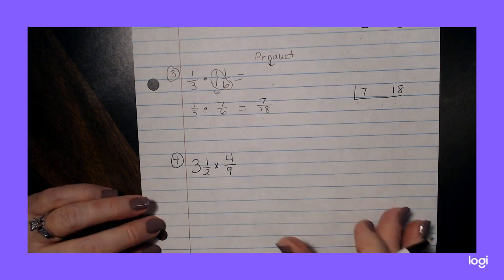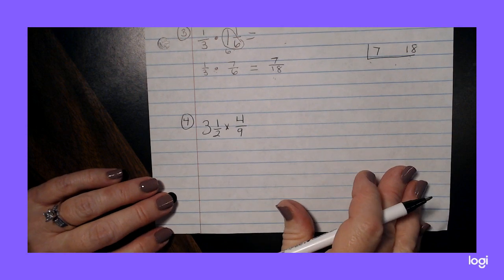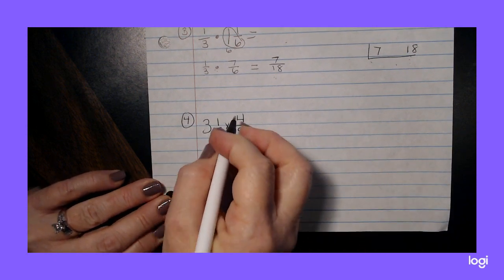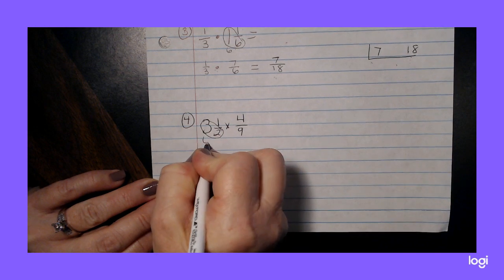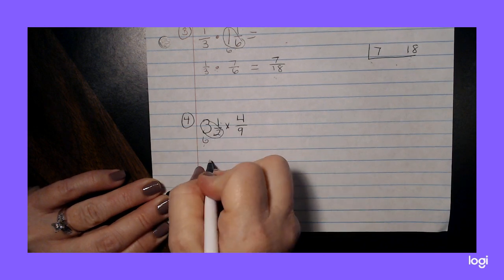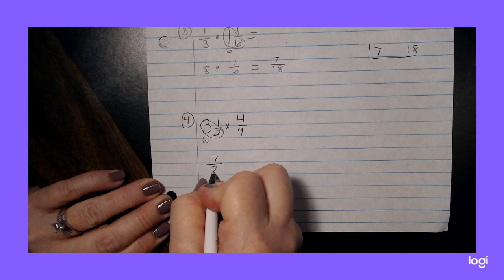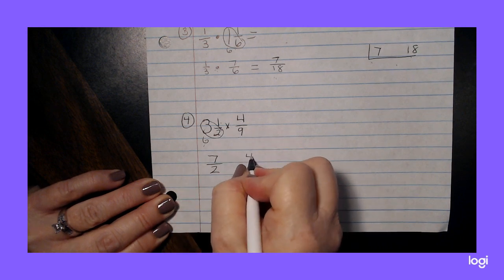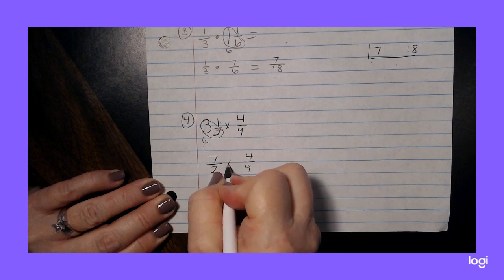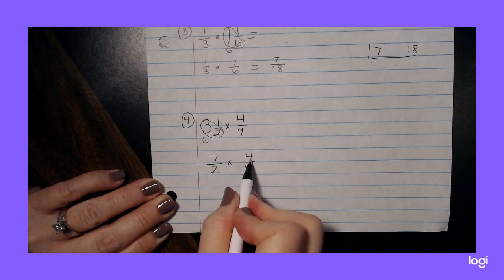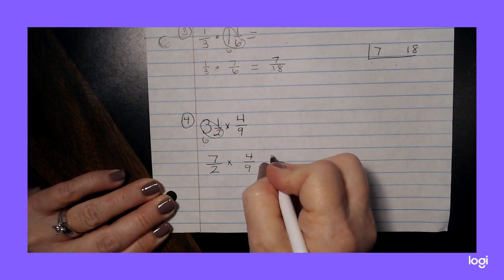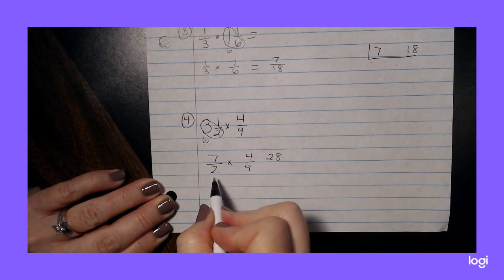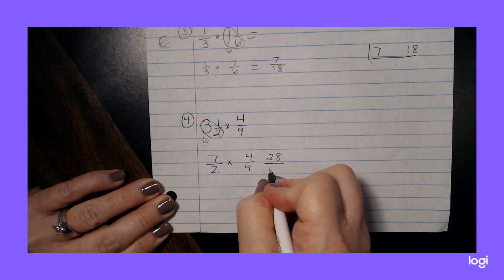All right, let's look at the last one I asked you to practice with. Change this to an improper fraction. 3 times 2 is 6, plus 1 is 7, so we have here 7, and remember we keep the denominator. And we're going to bring down our 4/9 like this. 7 times 4 is 28. And then we have 2 times 9, which is 18.